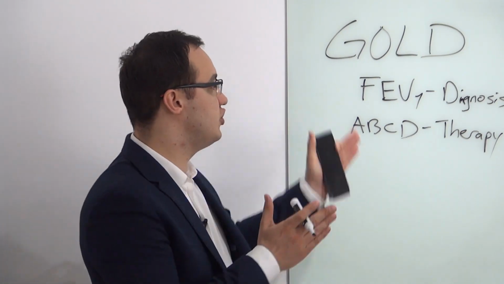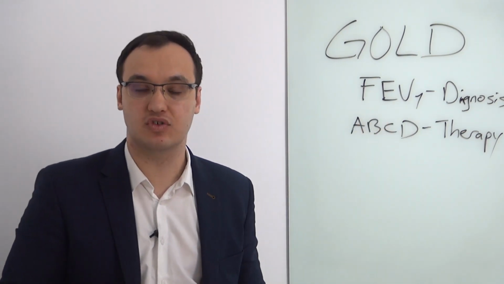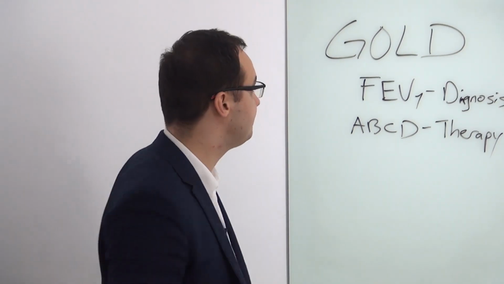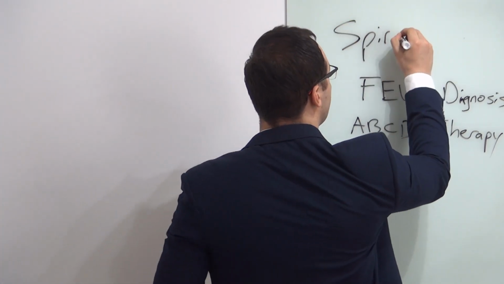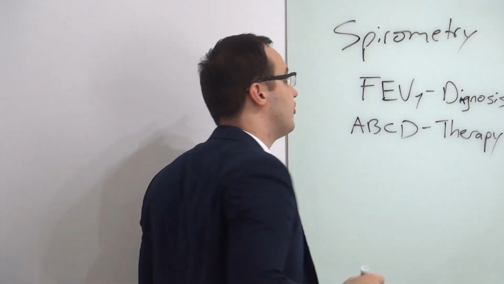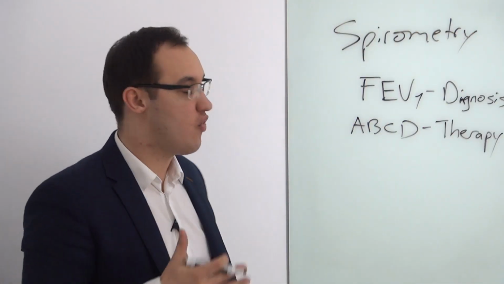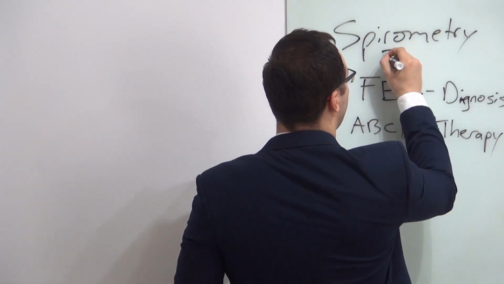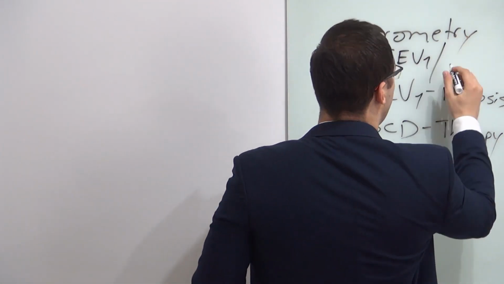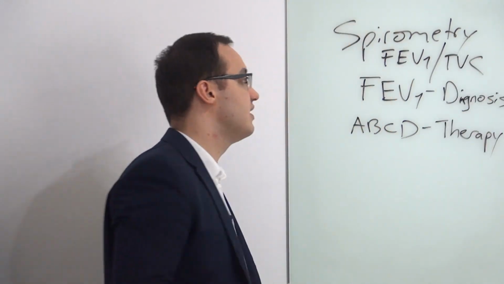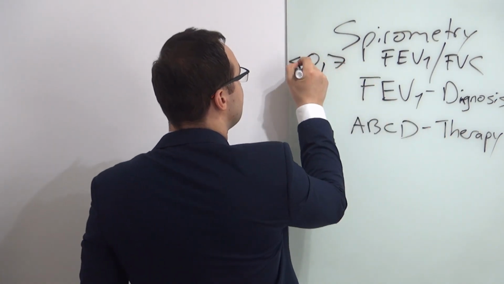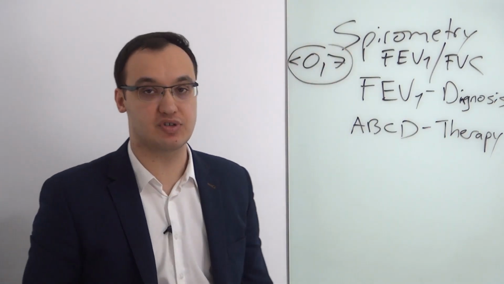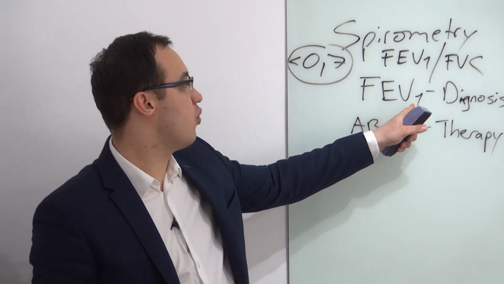So which one of these do we use first? Of course, FEV1. So we start with FEV1. And when do we use it? First, we need to do a spirometry. We always do a spirometry in patients that we suspect having COPD. And then if you see that a ratio of FEV1 divided by forced vital capacity is less than 0.7, this is the value to remember, less than 0.7, then we go on with FEV1.